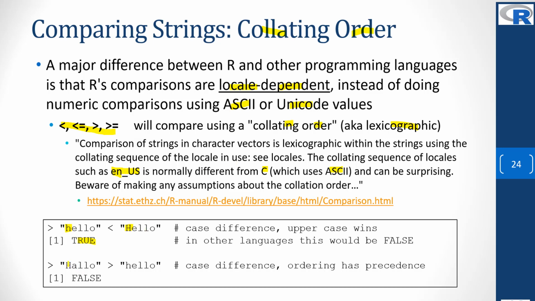Now here if we have two strings that are different, this is hello with an A as a second letter versus E, even though the uppercase H would be considered greater than the lowercase h, the ordering of the letters takes precedence, and so A comes before E, and so hello with an uppercase H is not greater than hello with a lowercase h because of that second letter difference here. So this just means you have to pay attention to how these comparisons are behaving in R if you're used to using other languages with different expectations on their results.